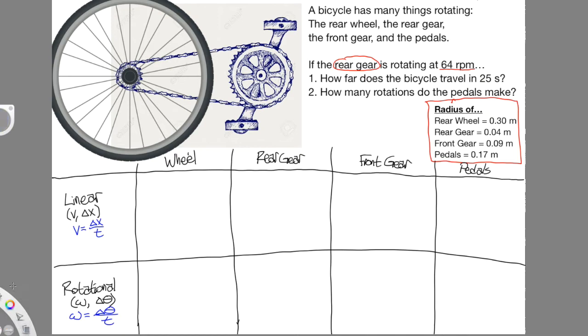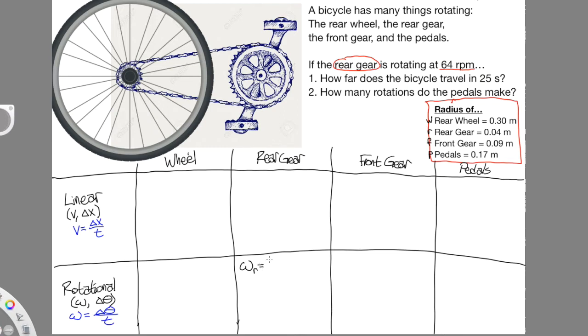So where we start off with, the rear gear is rotating at 64 revolutions per minute. So that's a variable that's about the rear gear, and it's a variable that's telling us how quickly something is rotating. So this is a rotational variable. So I'm going to call this omega r. So for these different pieces, the rear wheel I'm going to call W, the rear gear I'm going to call R, the front gear I'm going to call F, and the pedals I'm going to call P. And those will be my subscripts.